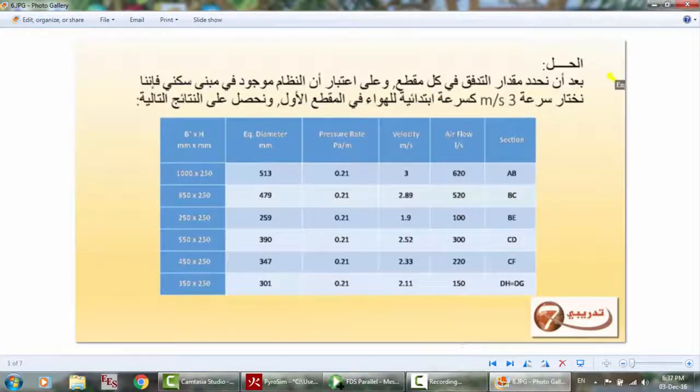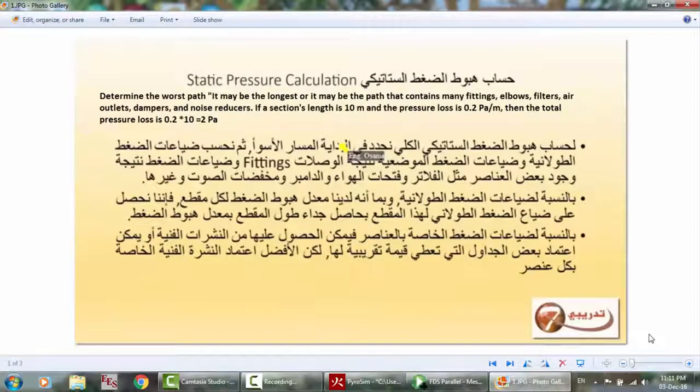Now we're going to talk about static pressure calculation. So determine the worst path. It may be the longest path, or it may be the path that contains many fittings, elbows, filters, air outlets, dampers, and noise reducers. These devices increase the static pressure losses.